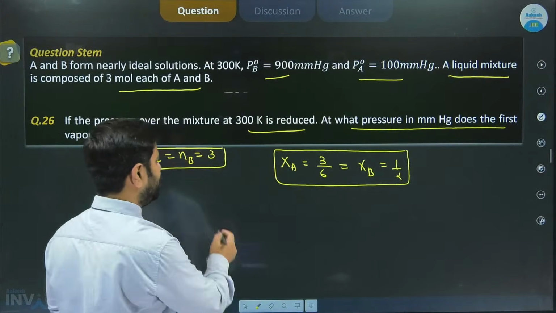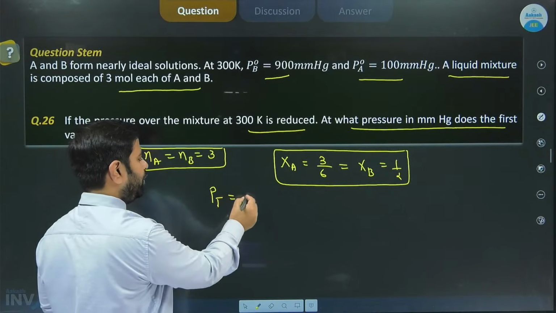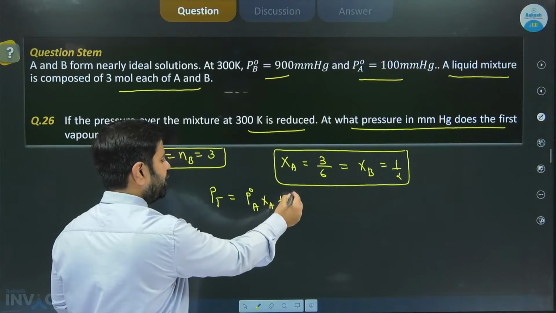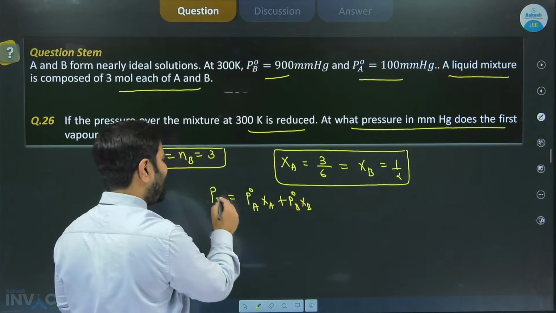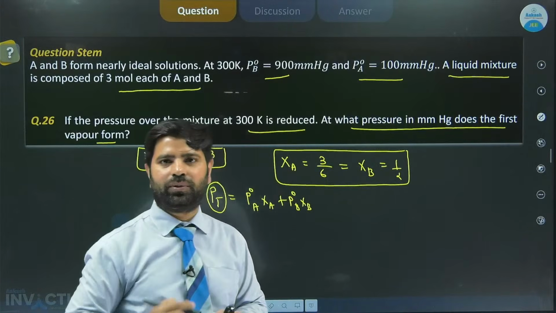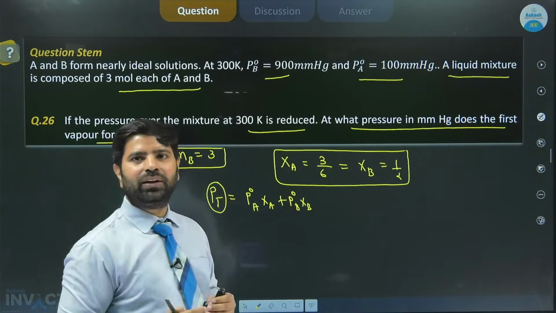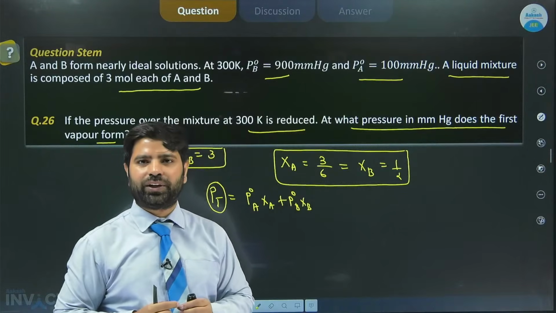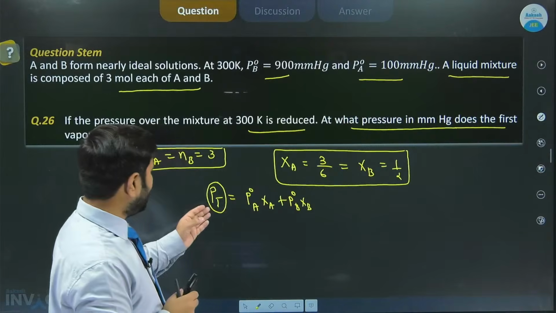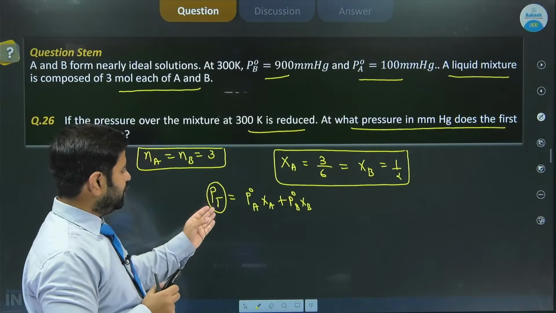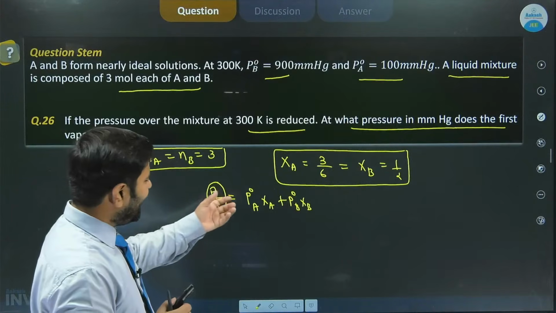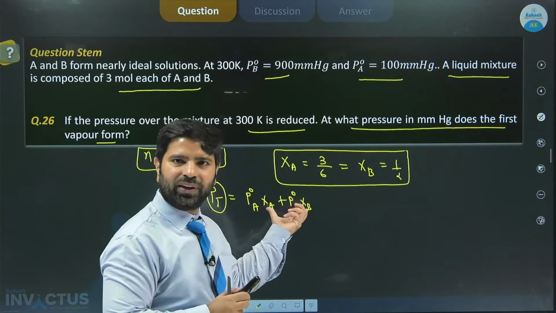So we can simply use Raoult's law: PT equals P naught A XA plus P naught B XB. Because at this pressure, we are talking about the initial point, when the first vapor is formed, or when the first drop of liquid vaporizes. So at this total pressure PT, when the first drop of vapor is formed, XA and XB almost remain the same.